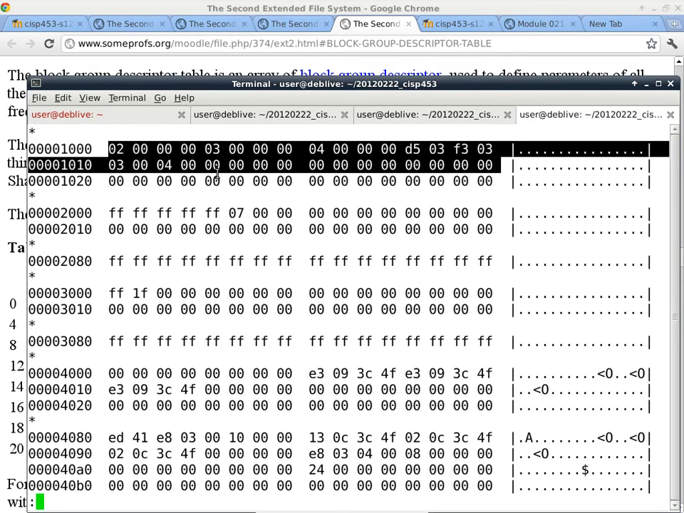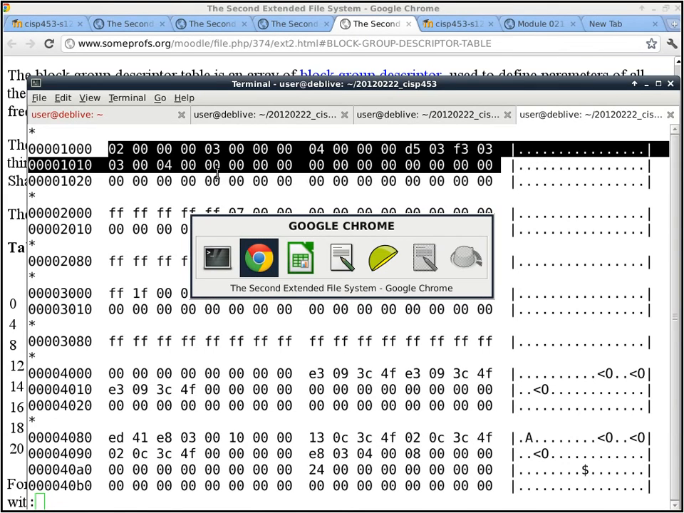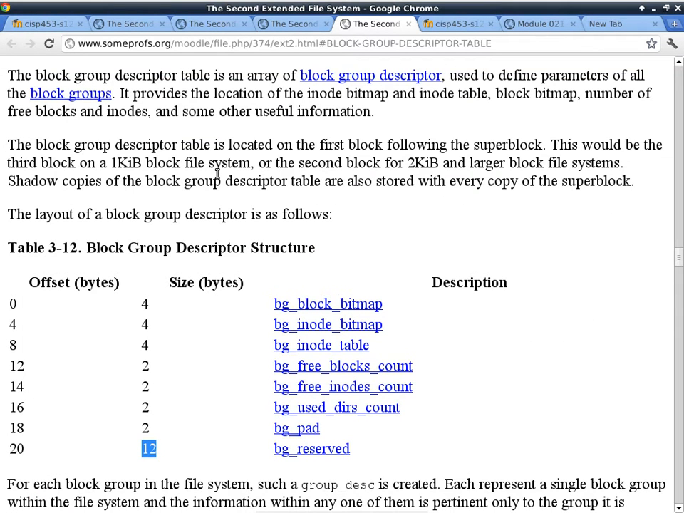This is one entry. In fact, we only have one entry because one block group is already big enough for the entire file system in this case. We have a tiny file system, so one block group is already big enough. So now we want to look at these 32 bytes and find out, okay, but what does that mean?